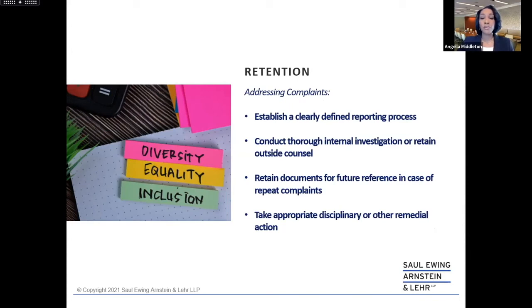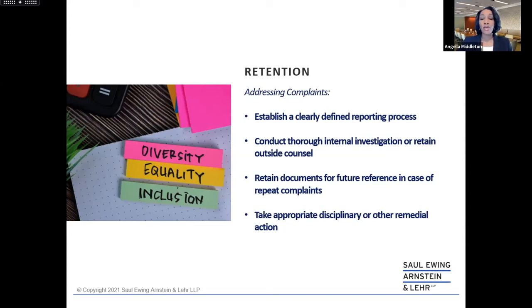So in a perfectly diverse and equitable and inclusive world, all of the tools that we've just discussed would be implemented and there would never be a complaint or allegation of discrimination. And we know that that perfect world doesn't exist. There is always the potential for a complaint or report of discrimination or harassment.